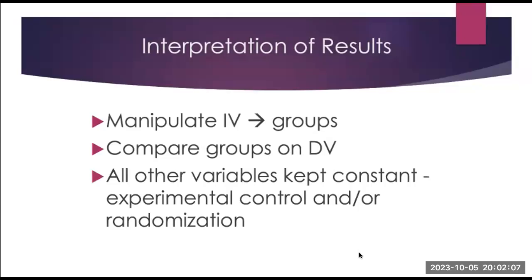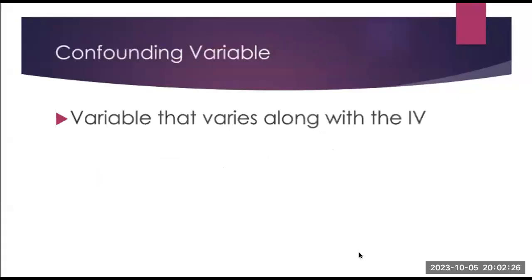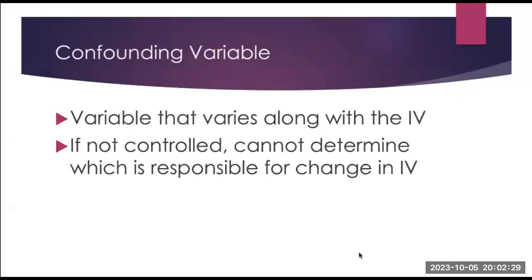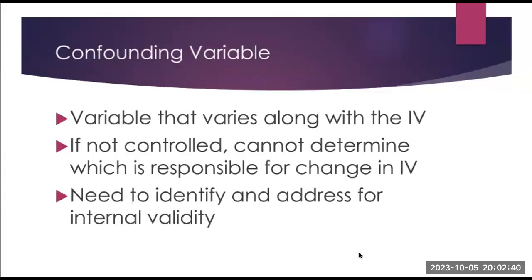What we want to see is that the experimental group had a change in the dependent variable, right? And what we want to do to really establish strong internal validity is keep all the other extraneous variables constant, as I mentioned, through either experimental control and/or randomization. So remember, the confounding variable is one that varies along with the independent variable and the dependent variable. So it's changing with it. If you don't control it, you can't determine which one is causing change in the dependent variable. So you want to make sure you identify it and address it to establish your internal validity.